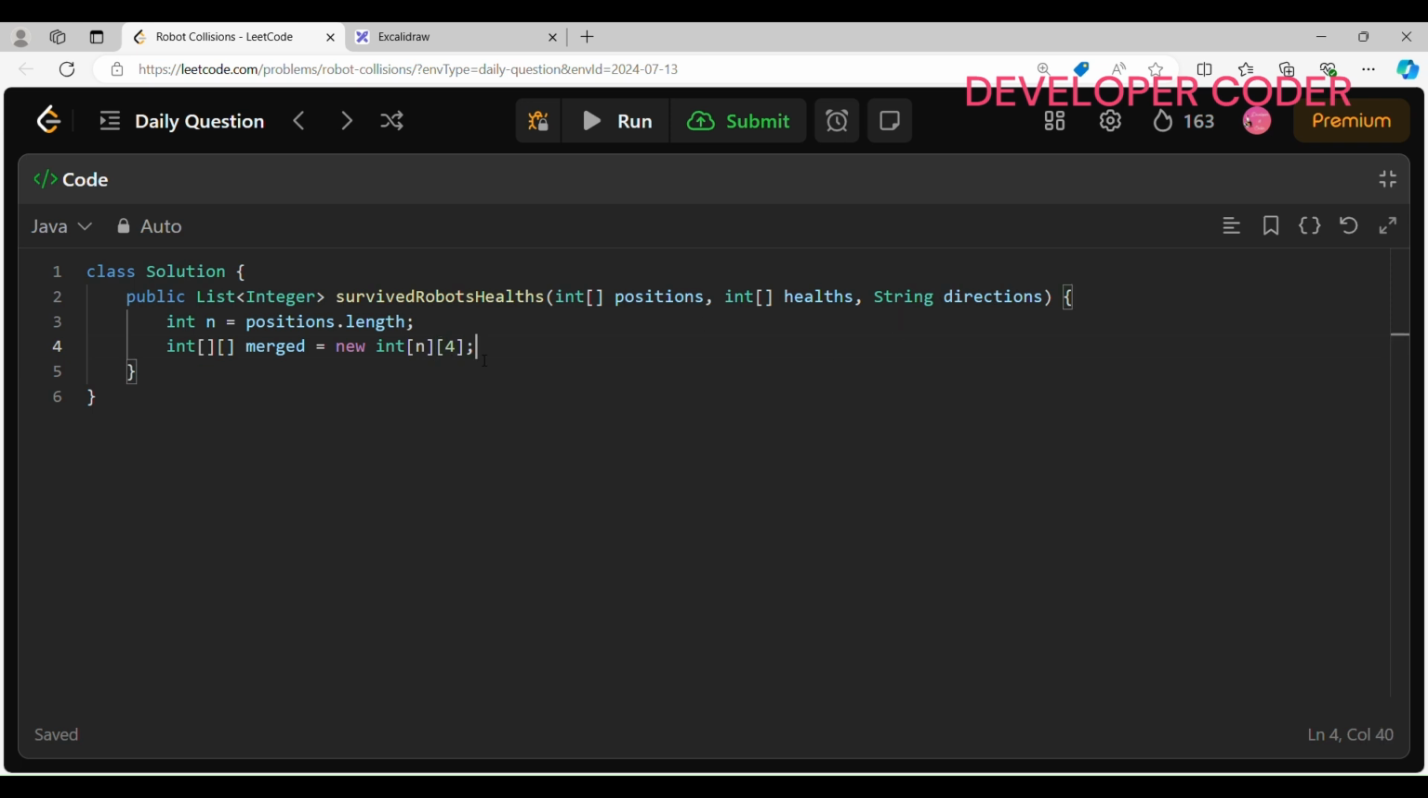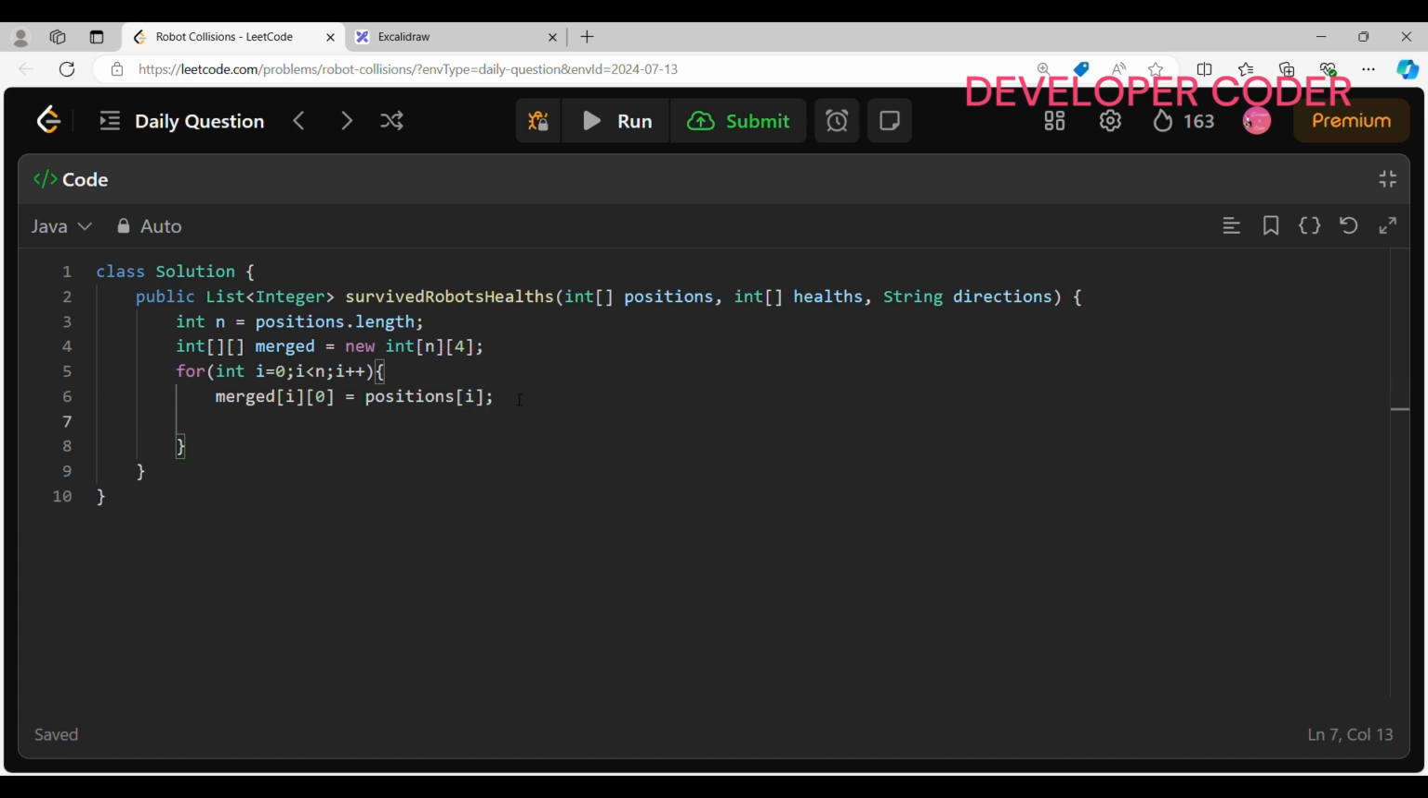Okay, that is why I'm going to write 4 here. So now after that let's run one loop. Let's add the value in merged of I of 0. In merged of I of 0 I have to add positions of I. And then in the same way we have to store the values right here.